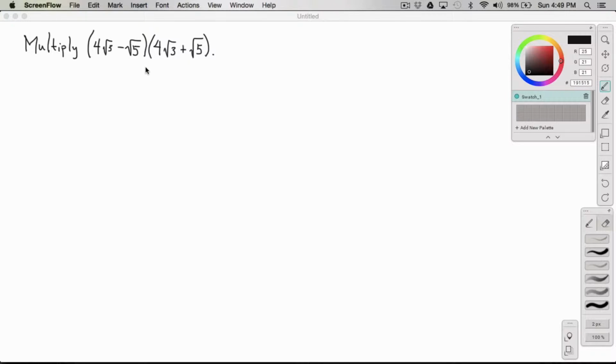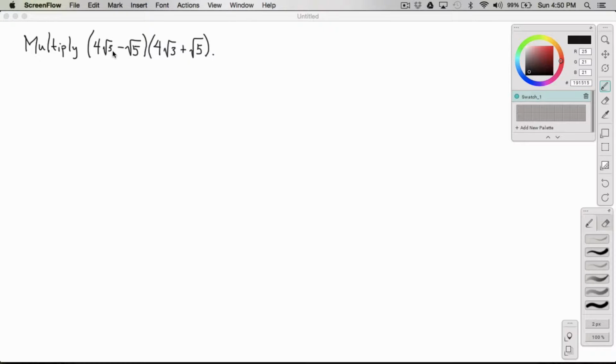Before we start, first notice that the terms are the same in both. They both have 4 square root of 3 and the square root of 5. The binomials only differ by the signs. The first one has a minus, the second one has a plus. Since the only difference is the signs, I suspect that this is a difference of squares, meaning we should end up with something squared minus something squared.